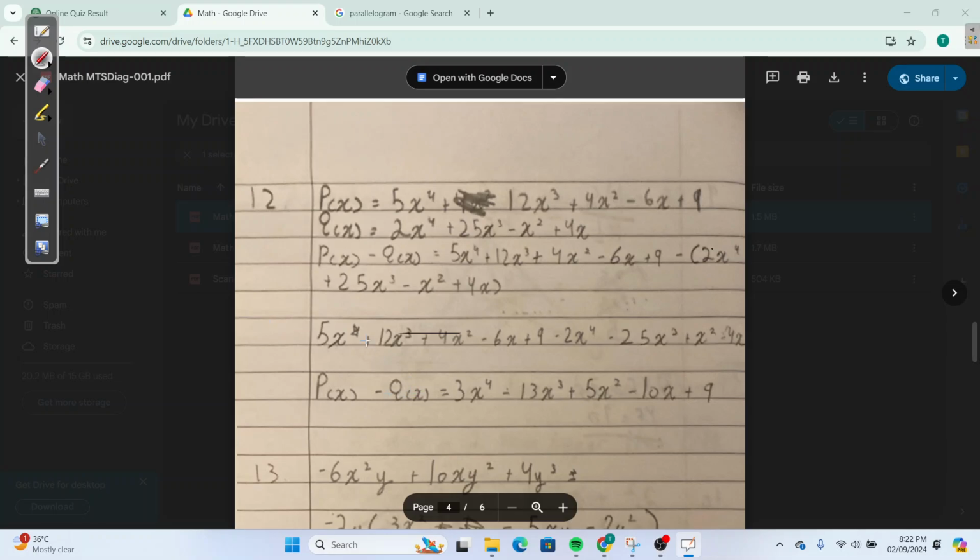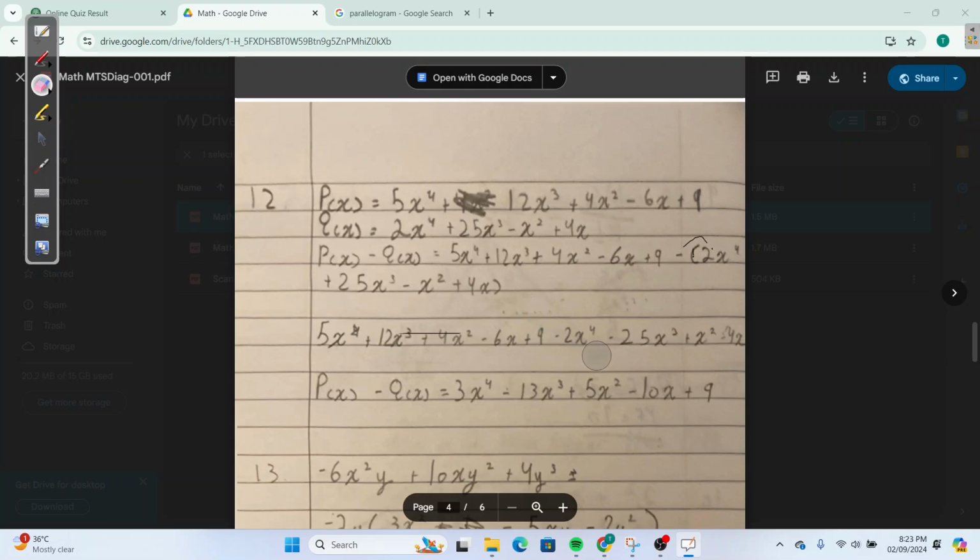So p of x minus q of x is equal to this, but how did we do it? 5x to the power of 4 plus 12x to the power of 3 plus 4x squared minus 6x plus 9. Now here's the q of x part, in which we distributed the subtraction symbol. So minus 2x to the power of 4, it makes sense because this was positive, and positive with negative makes negative. Same with 25x cubed, and here since it was negative and we distributed the minus sign, negative with negative makes a positive, plus x squared minus 4x.